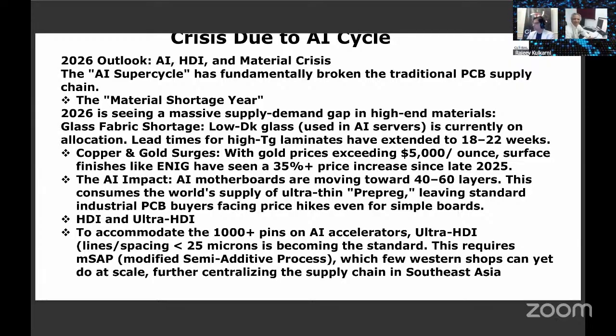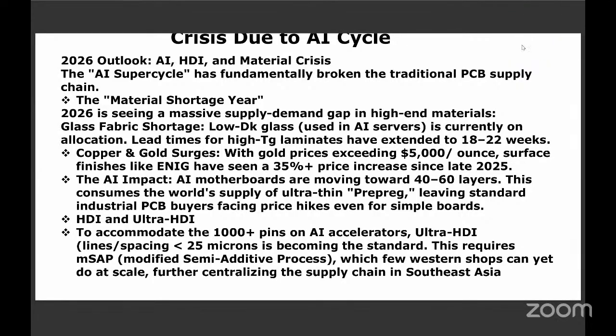Then ultra thin prepreg, everything has been fixed. PCB buyers are facing price hikes even for simple boards. To accommodate 1,000 plus pins in an AI accelerator package, ultra HDI line width and spacing of less than 1 mil is becoming a standard. This requires the MSAP process, and only a few Western shops can get this. That's why everything is pushing to Southeast Asia. There is a huge pressure on CAD, on CAM, and also on manufacturing. So these are the things.